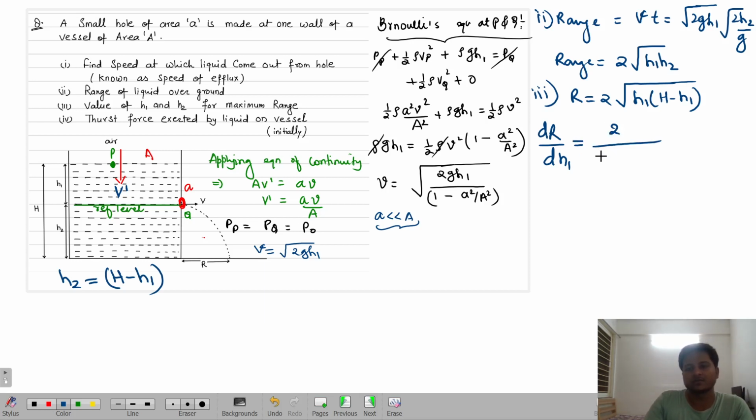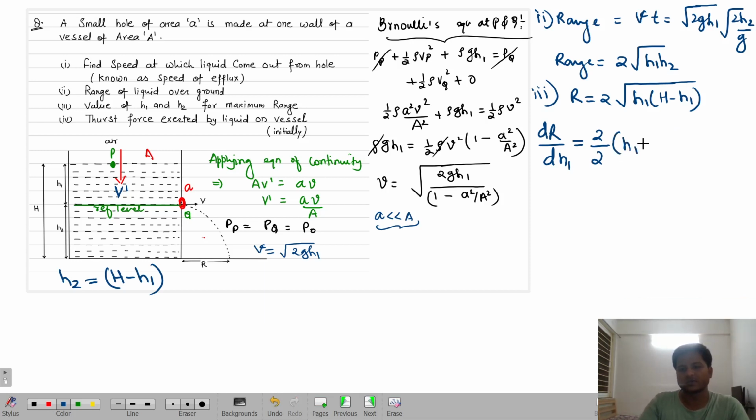2 by the square root, this whole bracket to the power of what will be that? It will be 2 divided by 2, isn't it? And root under h1, capital H minus h1. I'm just removing this root, that will be absurd.